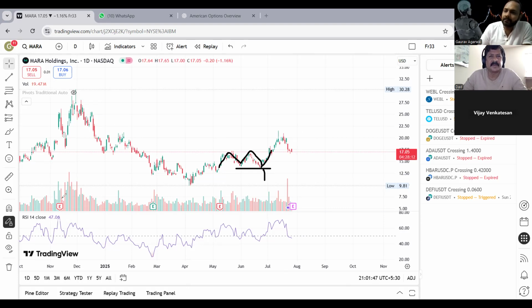So if an M pattern fails, it means it is going to form a W pattern now. So it has formed a W pattern and it went up again. If you are taking entry here, you should exit here, which is the first previous swing high.